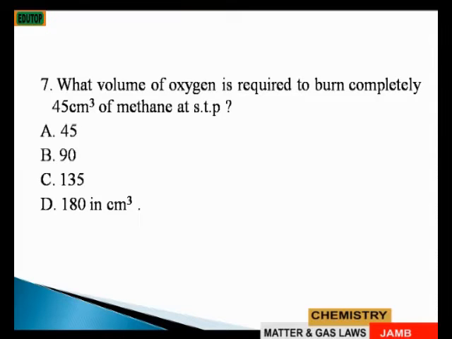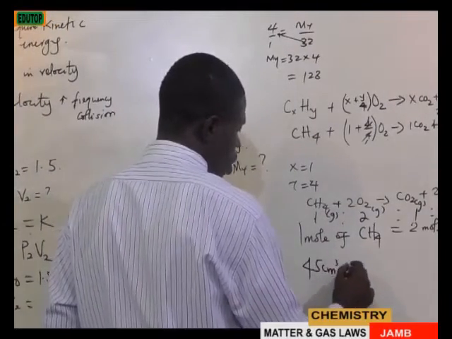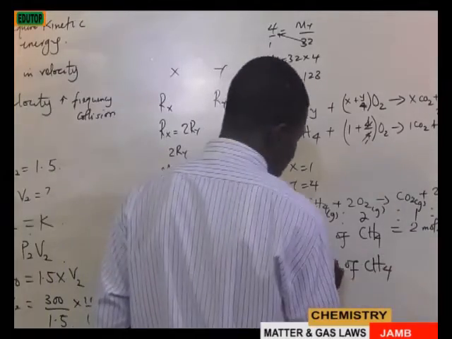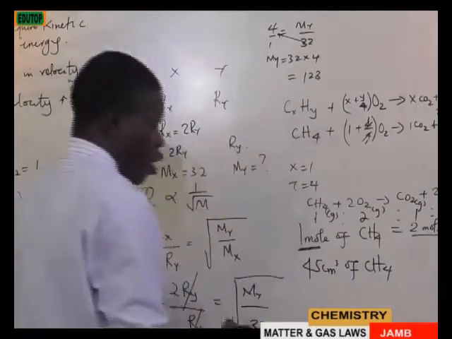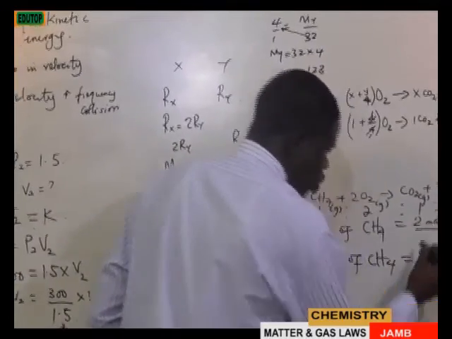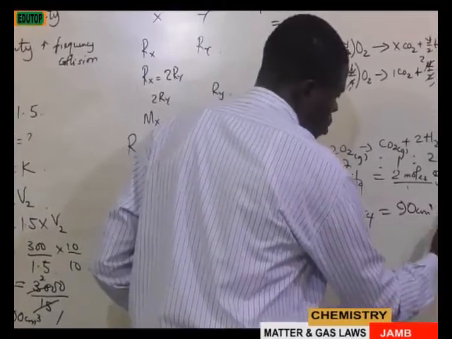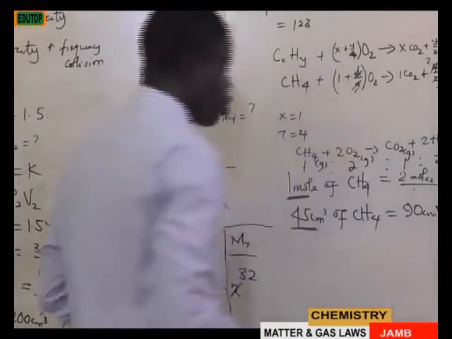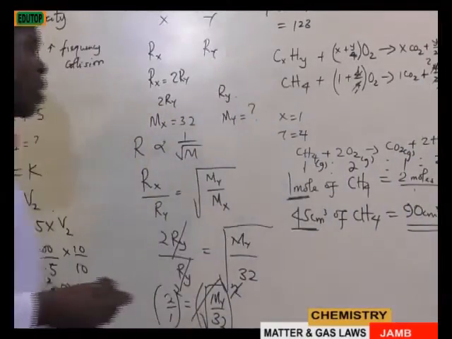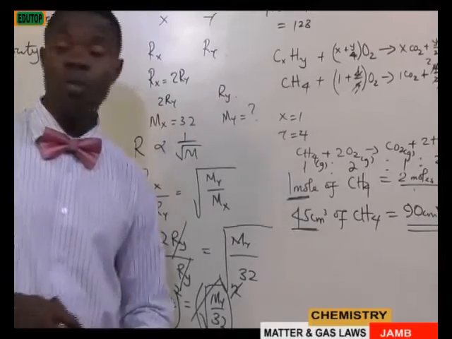1 to 2 is their mole ratio. So when you have 45 cm³ of methane, if 1 mole gives rise to 2 moles, automatically 45 cm³ will give rise to what? 90, because you need to multiply by 2, and that will give us 90 cm³ of O2. So our answer is that the volume of oxygen required to burn 45 cm³ of methane will definitely be 90.